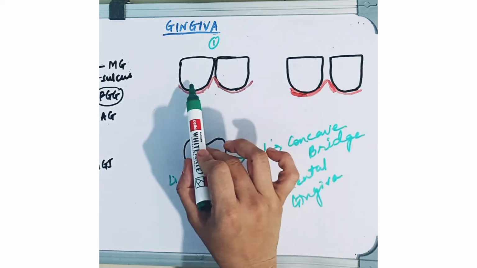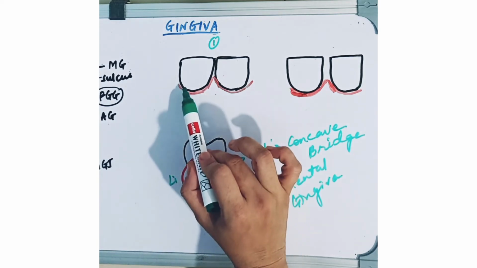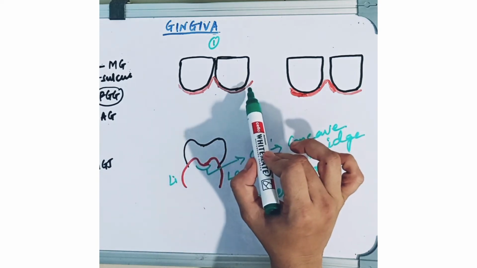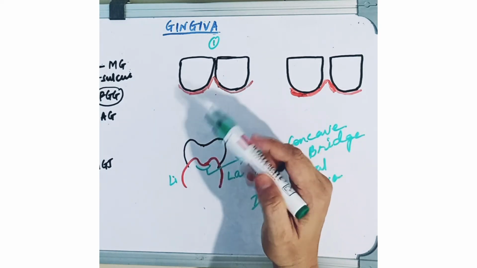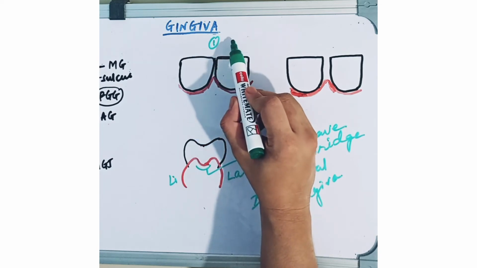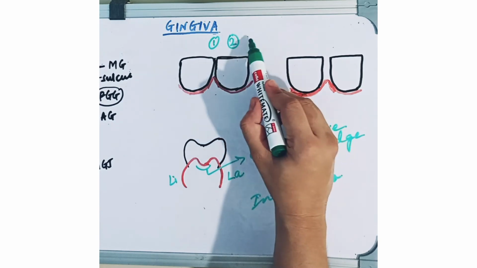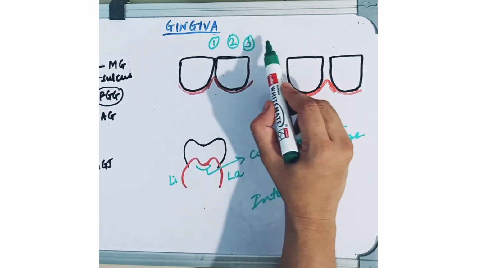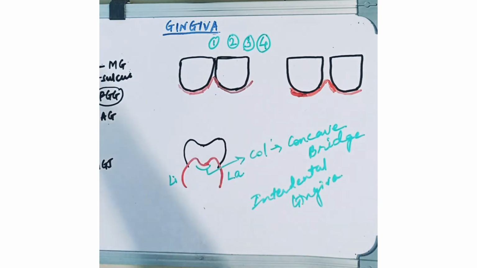Then it also depends upon the width of the proximal tooth surfaces. Then it depends upon the course of the CEJ and the presence or absence of some degree of recession. So first we have the contact relation between adjacent teeth, width of the interdental or the proximal tooth surfaces, the course of the CEJ and the presence or absence of some amount of recession.